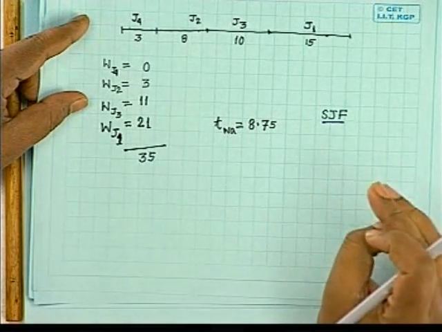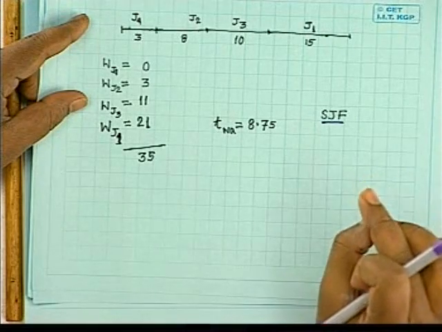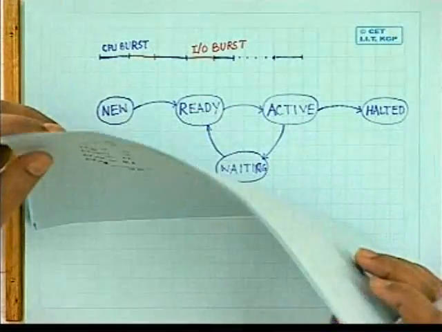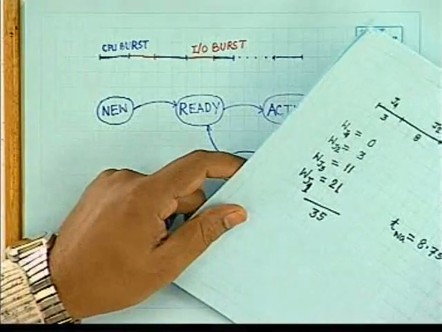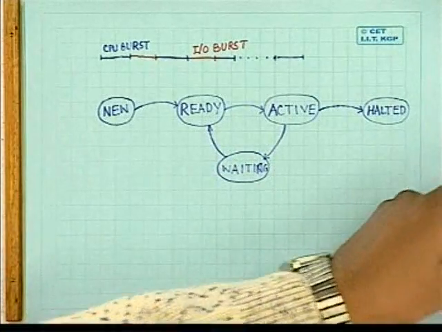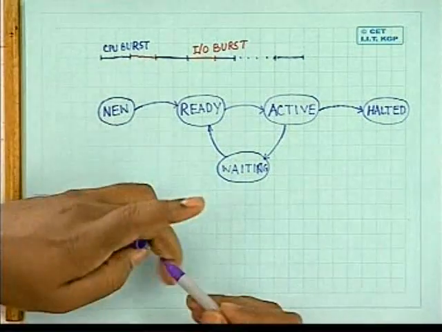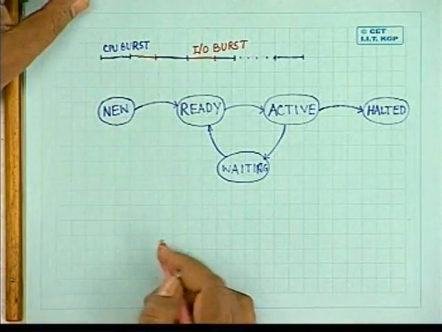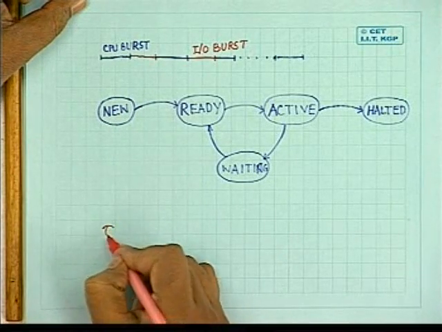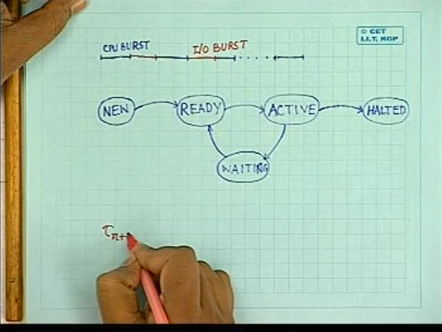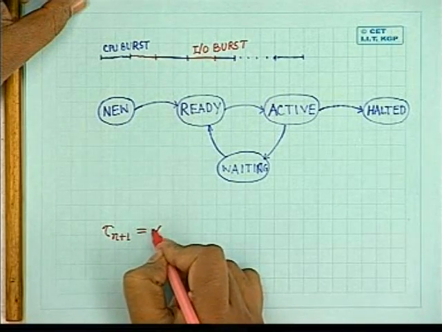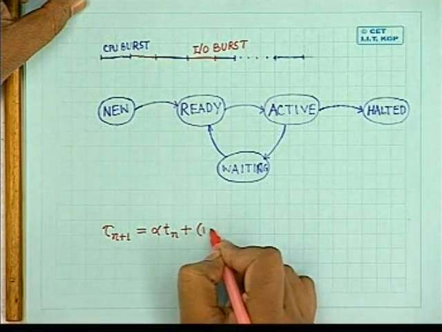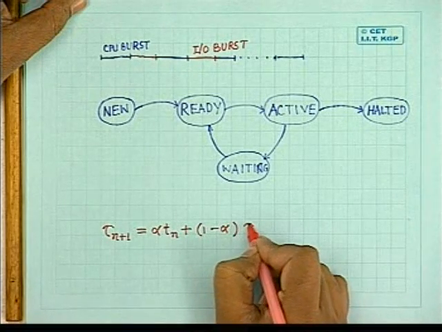But it is never possible to know exactly what the time required for the next CPU burst will be. Okay. So we have to go for some prediction of the next CPU burst time. And for that, you use a predictor, and the predictor is of this form. For shortest job first, tau n plus 1 is equal to alpha times Tn plus 1 minus alpha times tau n.